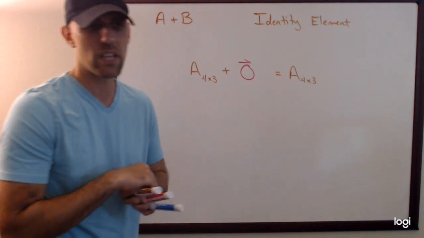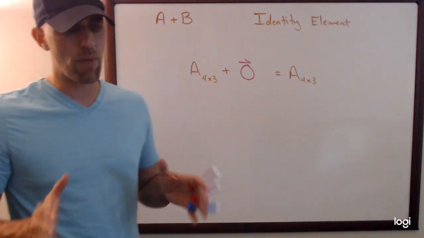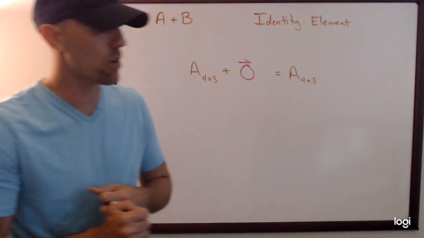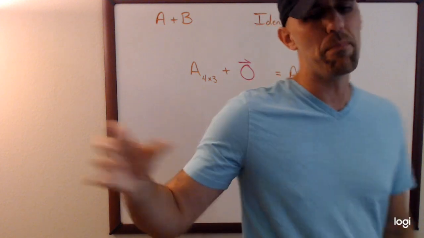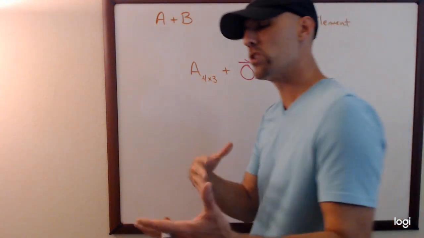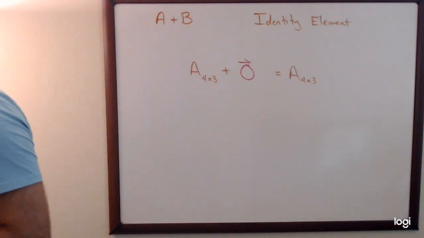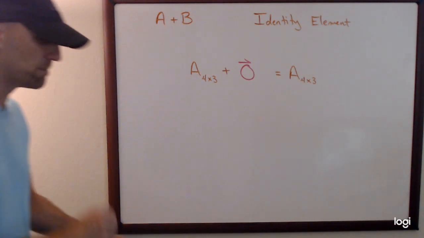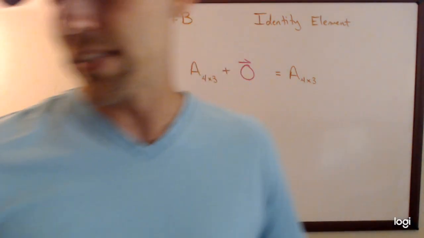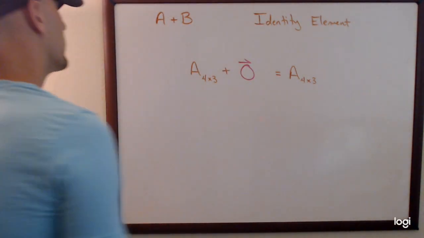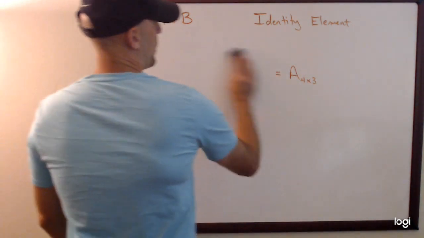Does that make sense? Now, the important thing to remember here is, again, we no longer have one identity, we've got many, and we'll have to track which one we're using at each point in time. Okay, so let's talk about multiplication.